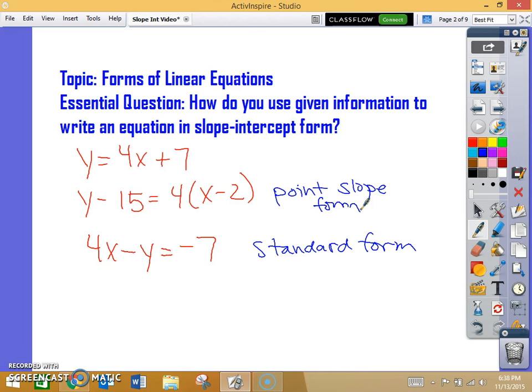And up here at the top, this should look very familiar to you because this is the form that we use the most because we love it. It's very useful. Slope-intercept form.